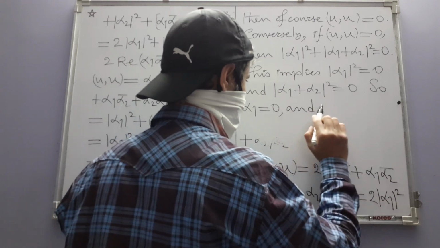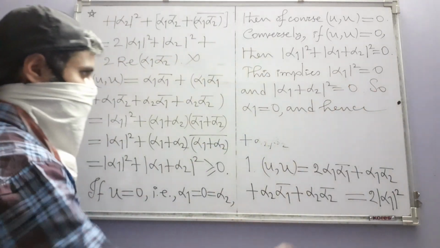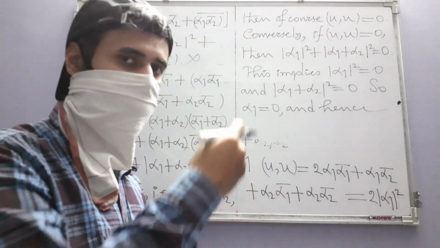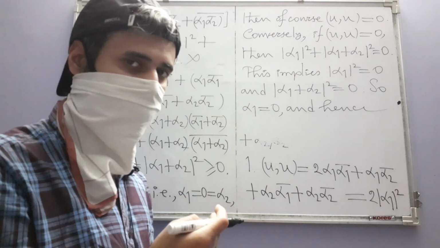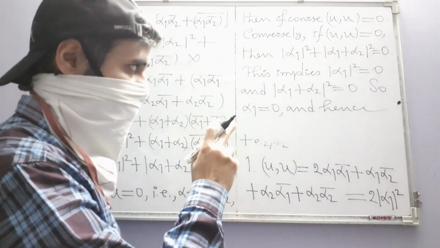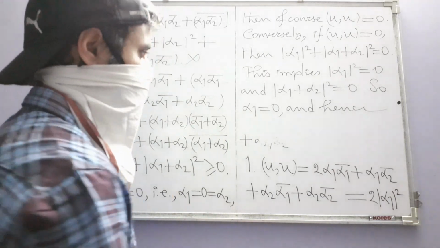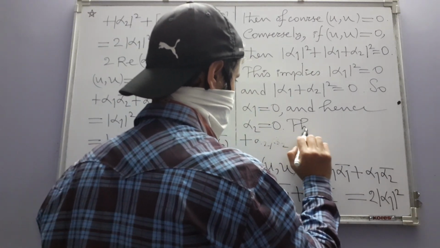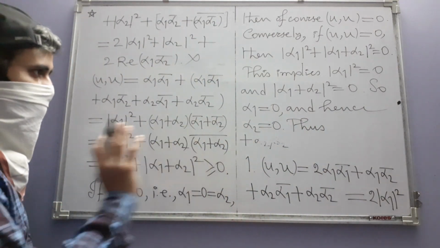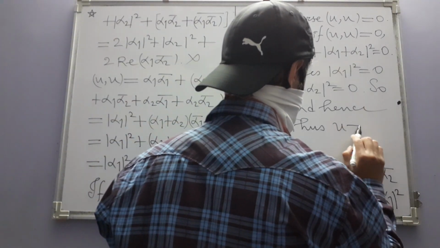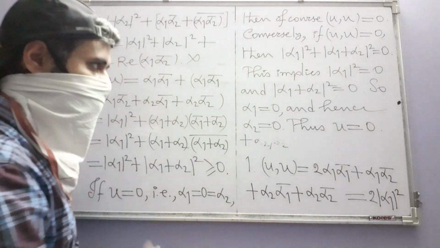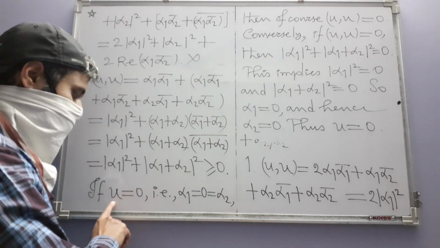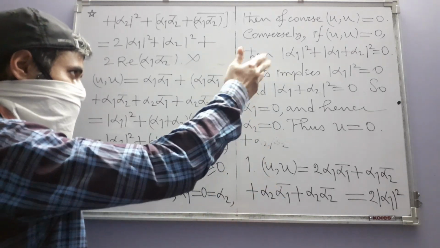But if alpha 1 is 0, then you put alpha 1 equal to 0 here, and the equation reduces to the square of the absolute value of alpha 2 is also equal to 0, but then that in turn implies that alpha 2 is 0. And they are 0, so u is 0 because u has them as its components. So that means we have proved that u is 0 if and only if u comma u is 0.